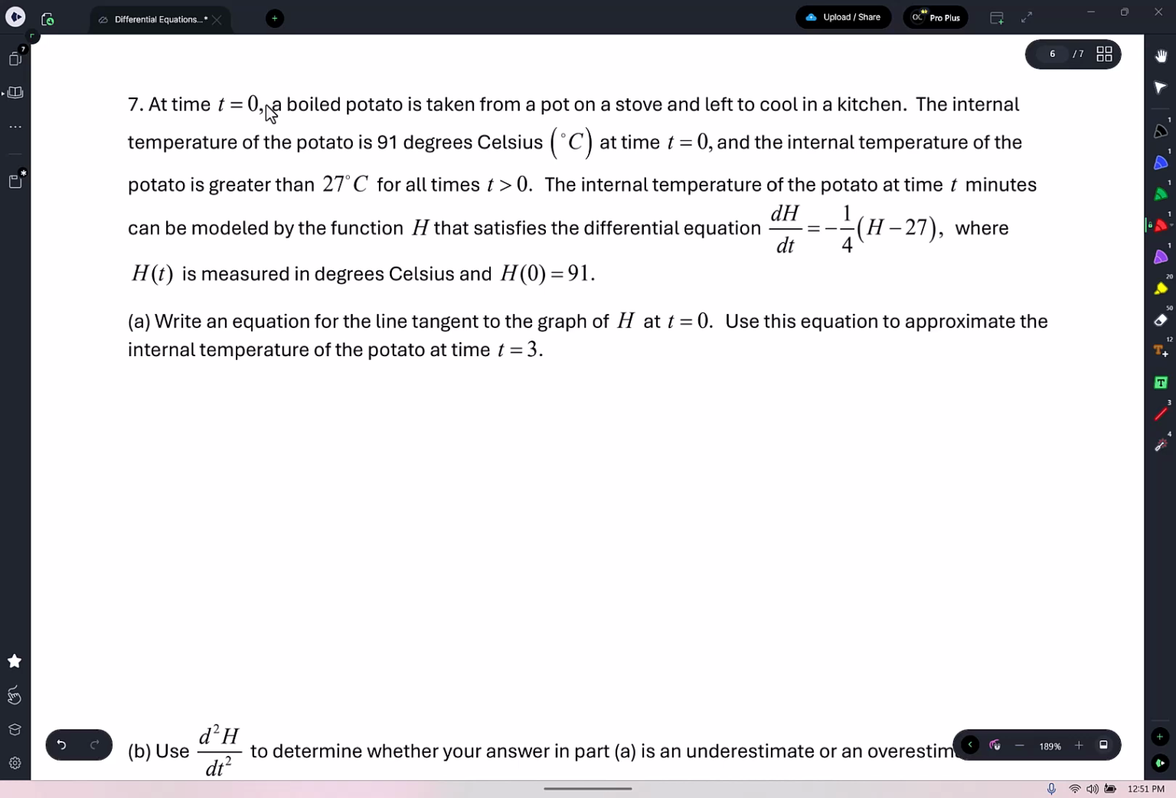This one. So a lot of you gave up with the potato problem. It's not that bad. It really isn't. So let's read it and see what's up.